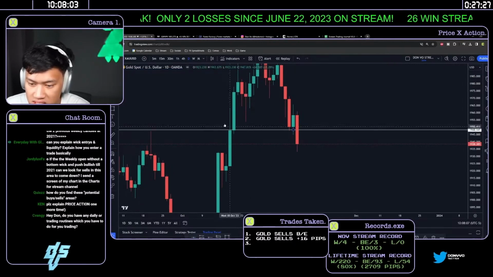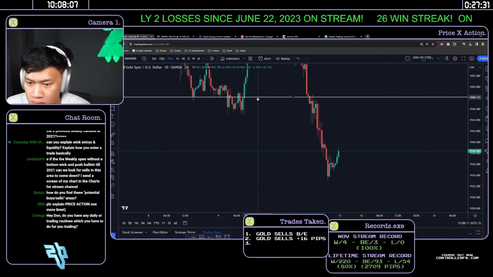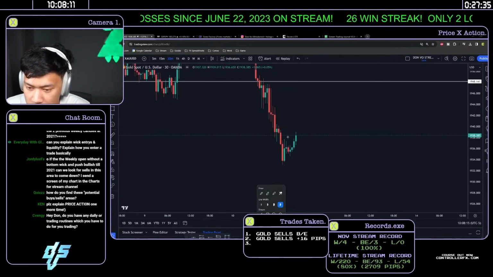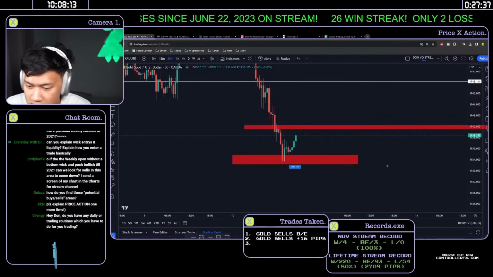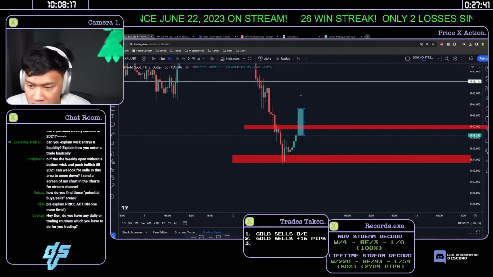So let's say this is a resistance over here. I'll drop down to a smaller time frame. I'll say, okay, cool, if I'm looking for buys today, I would not take buys just yet. However, I would mark this up as a resistance. I'll mark this up as a support. I'll wait for a bottom wick to be formed. So I'll wait for something like this to be formed.